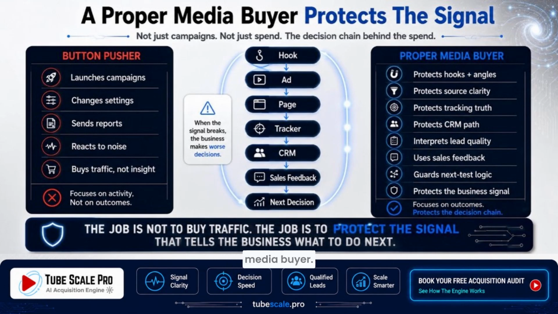You need a proper media buyer, but a proper media buyer is not just a person who's pushing buttons inside of Google Ads, YouTube, or Meta. A proper media buyer protects the signal. They know what was tested and why. They know when a lead quality complaint is real and when sales is just having a bad week. They know which creative deserves more budget and which creative needs to be buried. They protect the one thing that tells your business what to do next.